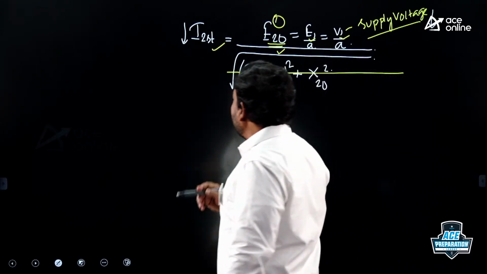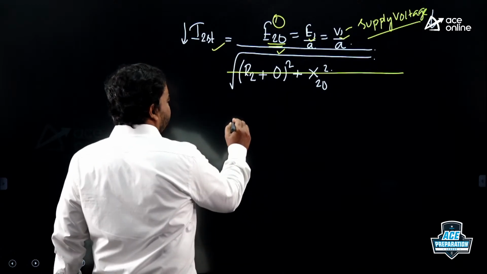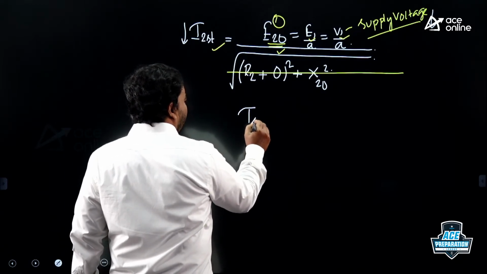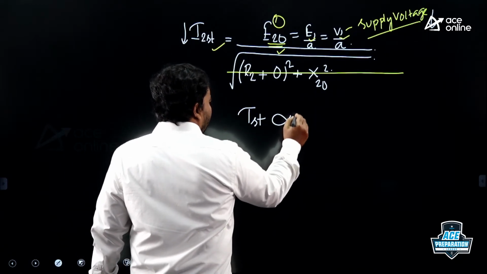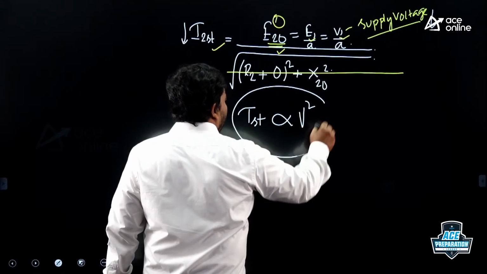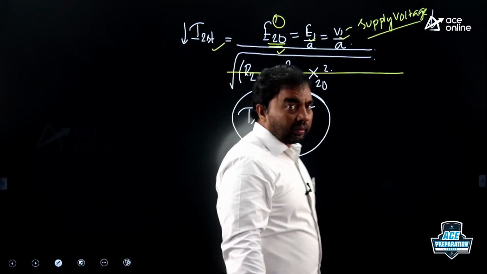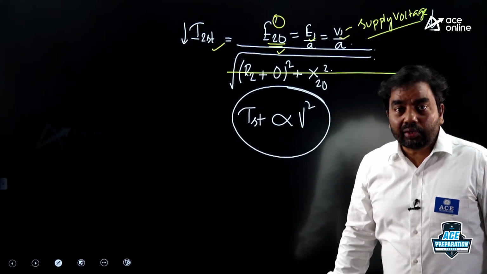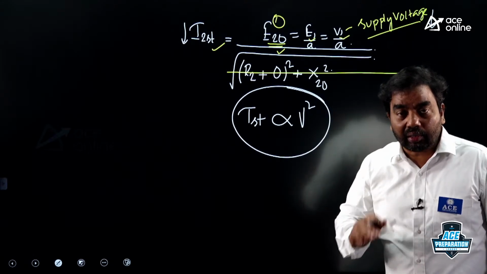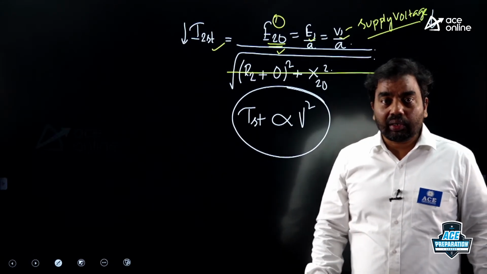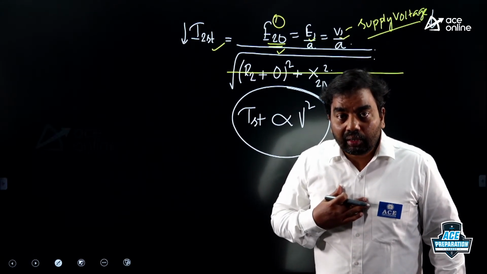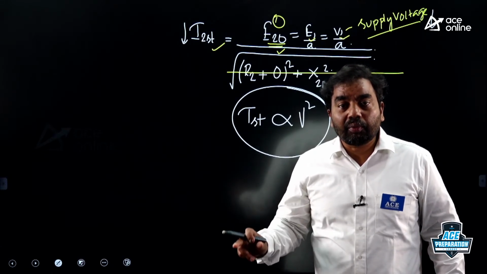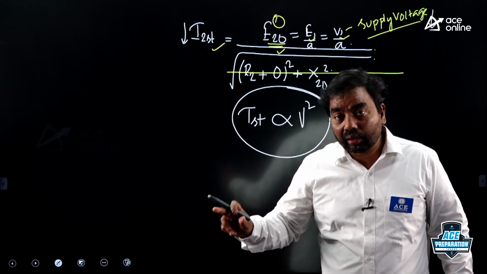But what is the main problem with this? We need to sacrifice some of the starting torque. Why? Because you are aware that the starting torque is directly proportional to voltage square. If you start the motor with reduced voltages, the starting torque will reduce. That means when we are controlling the high starting current, we need to sacrifice some of the starting torque.